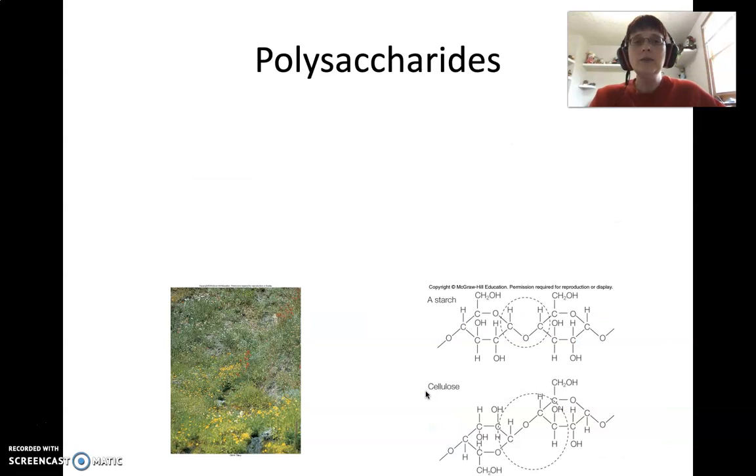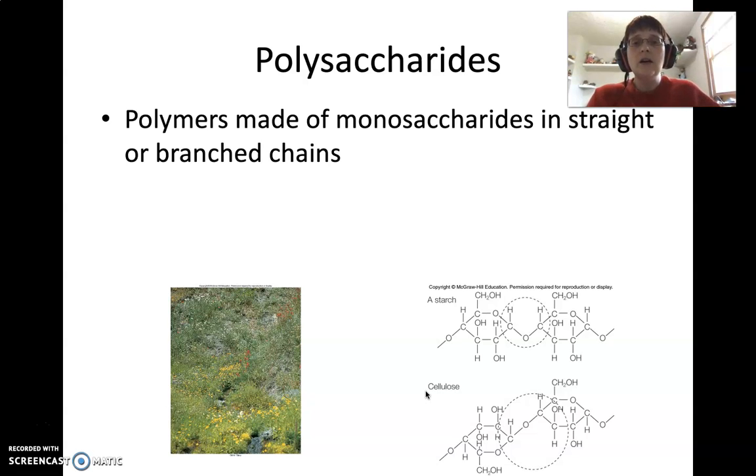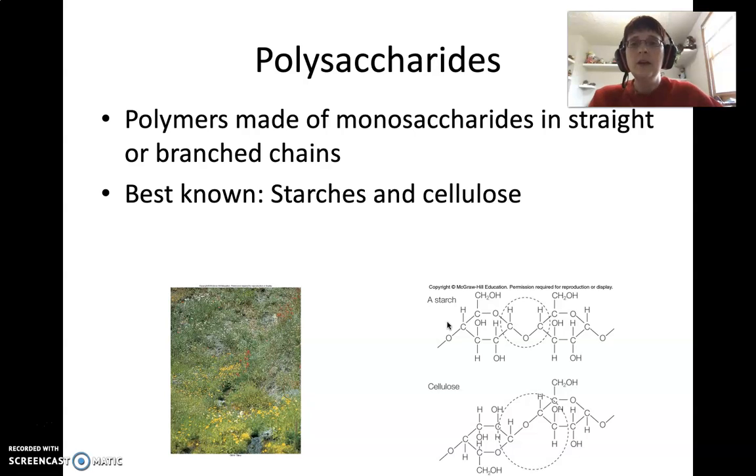And then our last group for the carbohydrates are the polysaccharides, the true polymers. So these are made of monosaccharides and long chains. Now here in the picture you see that there's only two, but these are going to be hundreds or thousands of monosaccharides long, and they can either be in straight chains or they can be in branched chains depending on which molecule it is. The best known out of this group that you would be familiar with are starches.